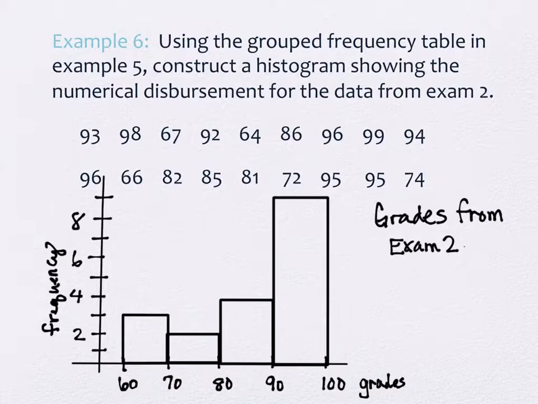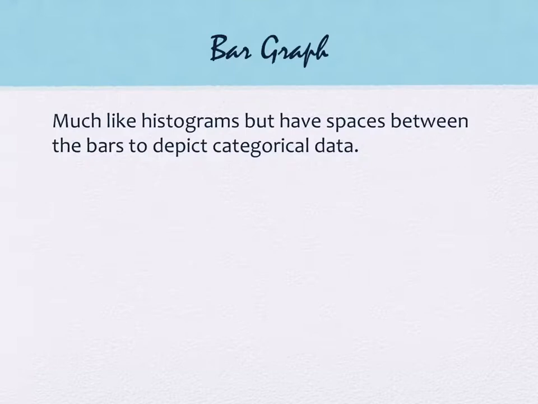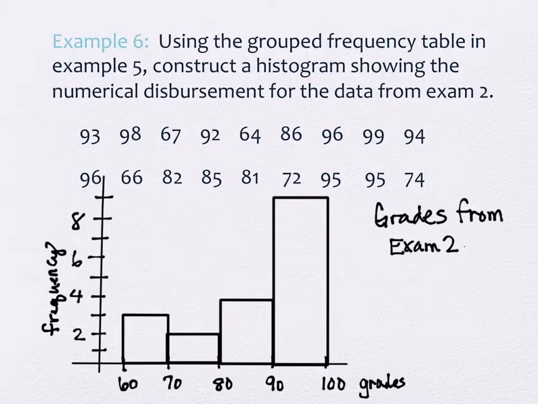Now, very similar to it, though not exactly the same, is called a bar graph. Bar graphs are much like histograms, but there's space between the rows, or between the bars. And they depict categorical data. A histogram depicts data that's connected, right? You can see that the difference between an 88 and an 89 and a 90, it's all linear. It doesn't have this sort of disconnected look to it.